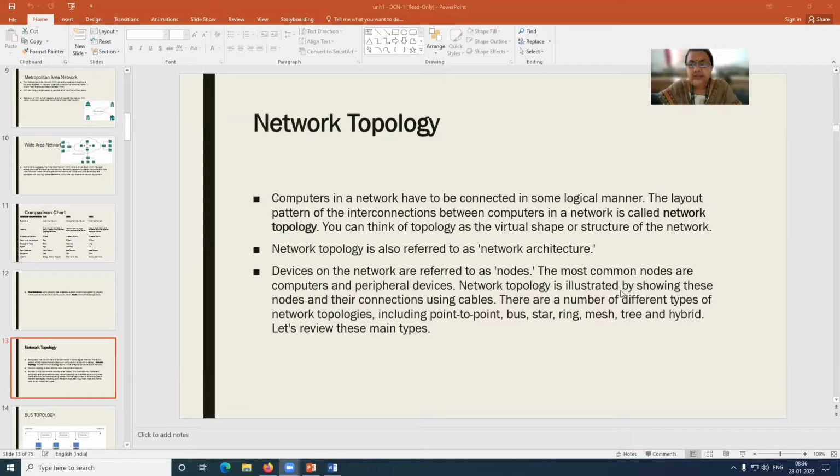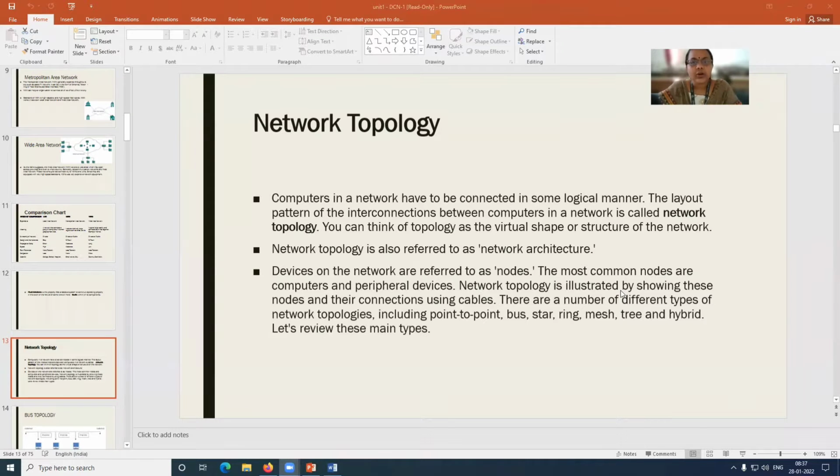Topology means how we are connecting the systems, in which logical manner a network is connected. The end user means the laptop, the system, or the mobile phone, whatever electronic devices are connected to the network. That is called the end user. How the end users are connected in a logical manner is called the network topology.